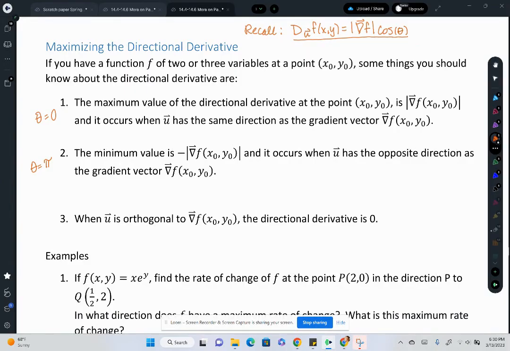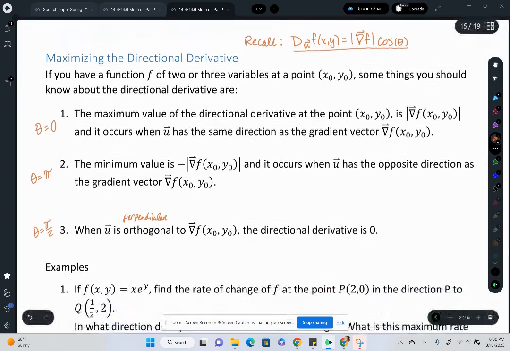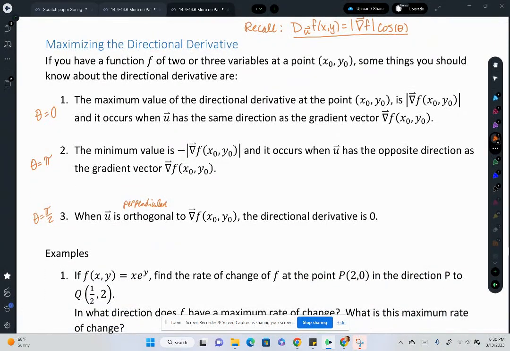The next one is when u, the unit vector, is orthogonal. Remember, orthogonal just means perpendicular. So when u is perpendicular to the gradient vector, we have to think, what's the angle between the two? Well, if they're perpendicular, the angle between them is pi halves. And if theta is pi halves, let's go back up to our little recall function, cosine of pi halves is 0, and so the directional derivative would be 0. So if we calculate a directional derivative and we get back 0, then we know that the unit vector was normal or perpendicular to the gradient vector. Okay, so those are 3 things to know.